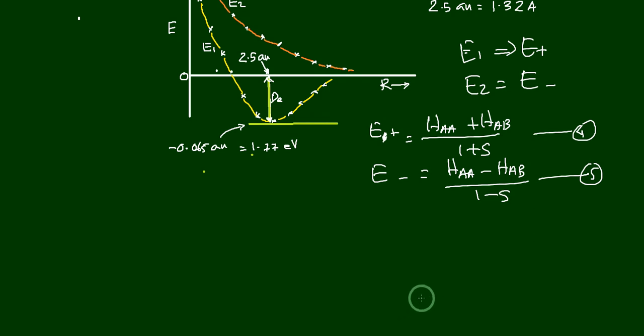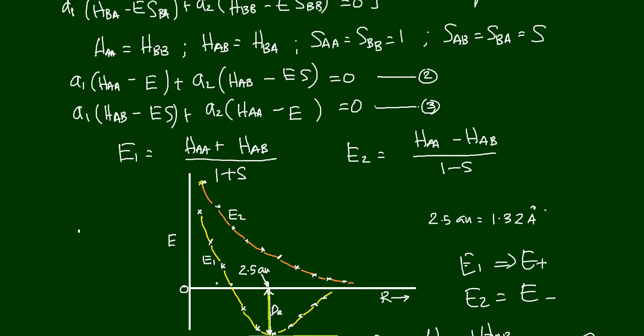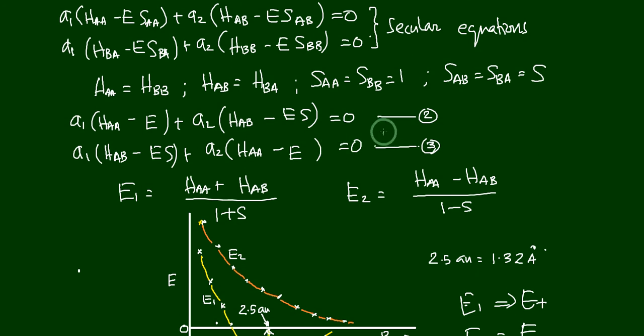Now we can look back at the secular equations, I mean the modified secular equations, equation 2 and equation 3. Here there is a term E in these equations. We can look at only two for the moment. You can see A1 into HAA minus E plus A2 into HAB minus ES is equal to 0. So what is E? E can be either E plus, or E can be E minus.